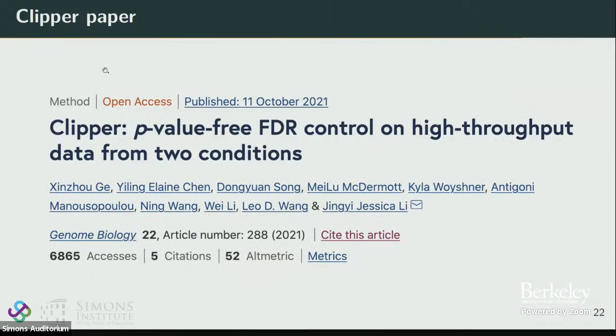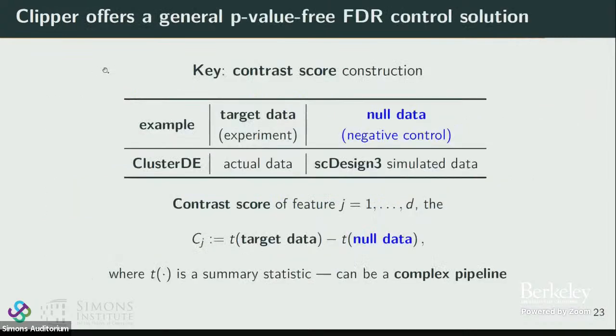So this is our Clipper paper published last year, and applying that to this context, the cluster DE problem, we can construct a contrast score for feature j, or gene j, using this simple formula. We just need to have our real data as the target and the null data generated as the negative control from scDesign3, and apply the same pipeline T to both data and then do the contrast.